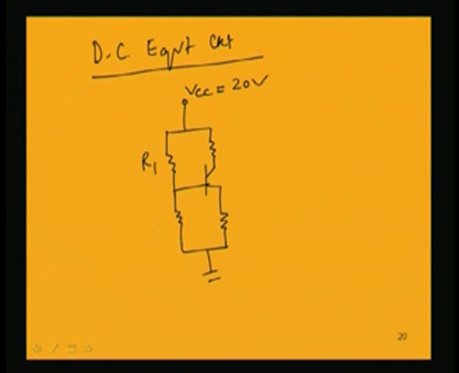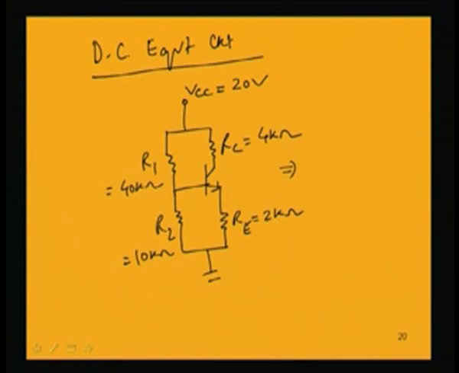This is R1, this is R2, RC, RE. VCC is equal to 20 volt with the corresponding values of R1 is 40 kilo ohm, R2 is 10 kilo ohm, RC is equal to 4 kilo ohm, RE is equal to 2 kilo ohm. Now, this is the DC equivalent circuit, and in order to simplify this circuit, what we have earlier done is that we are drawing the Thevenin's equivalent for the base circuit.